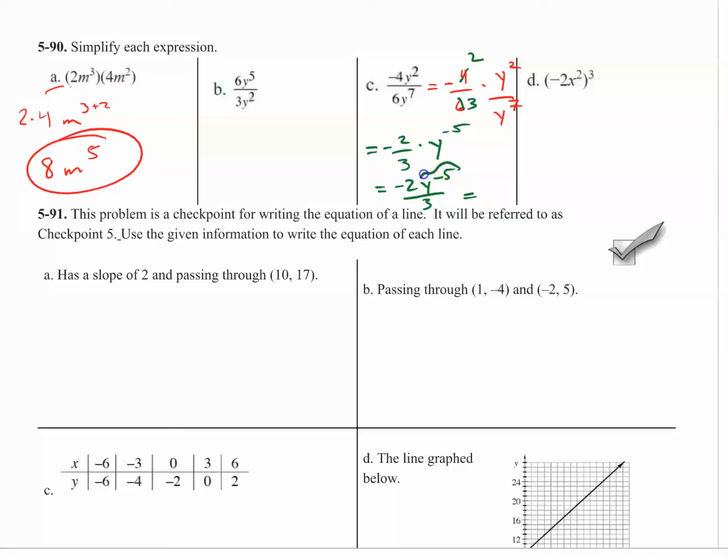So the final answer is, we're just moving y, leave the 2, 2 stays on top, negative 2 over 3y to the power 5. Negative 2 has an exponent of 1. It's a positive exponent, so negative 2 stays put.